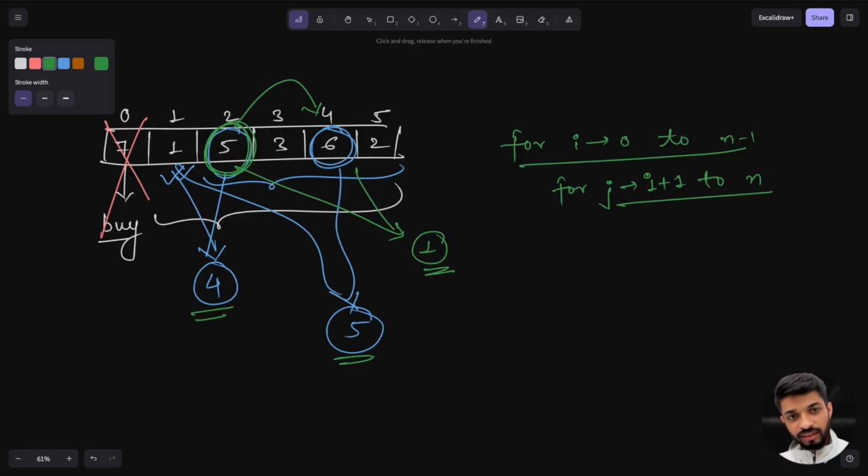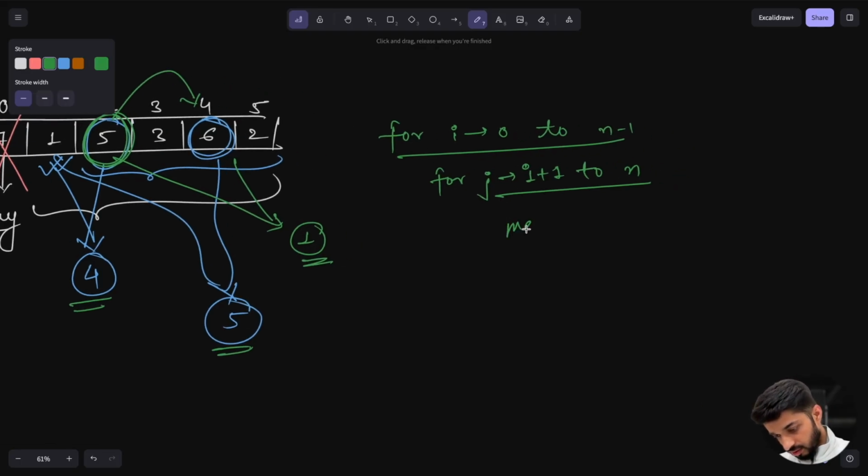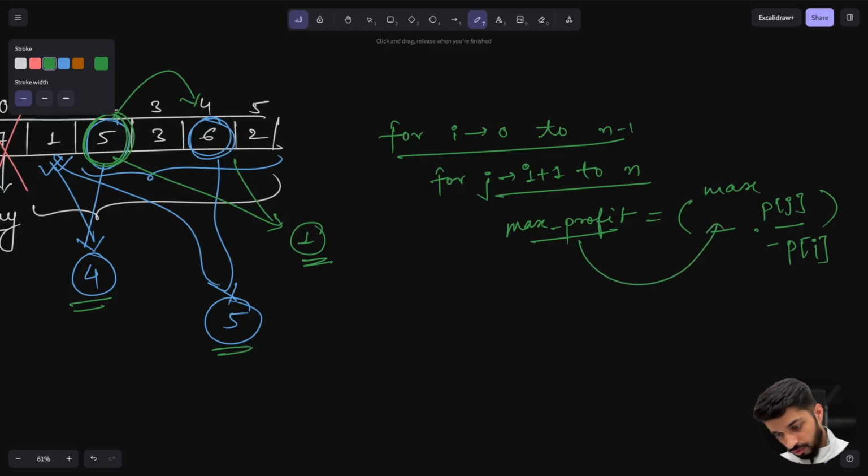In any day in future, you can sell that stock and keep on saving the max profit, right? And that will be the max of two values. What are the two values? That will be the price at jth day minus price at ith day, or the max profit itself that you'll be saving, right?